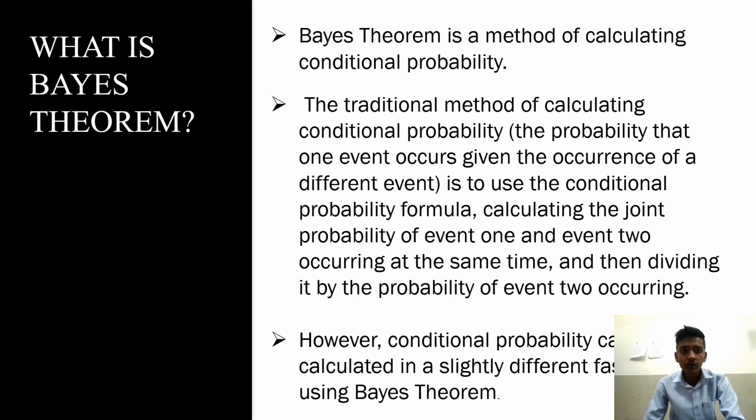Now, what is basically Bayes theorem? Bayes theorem is a method of calculating conditional probability. The traditional method of calculating conditional probability, that is, the probability that one event occurs given the occurrence of a different event, is to use the conditional probability formula, calculating the joint probability of event 1 and event 2 occurring at the same time and then dividing it by the probability of event 2 occurring. However, conditional probability can be calculated in a slightly different, faster way using Bayes theorem.